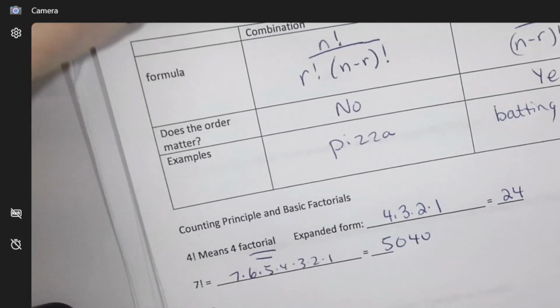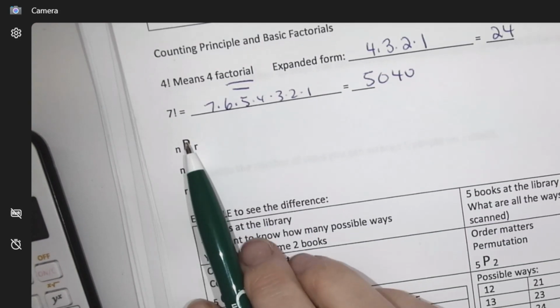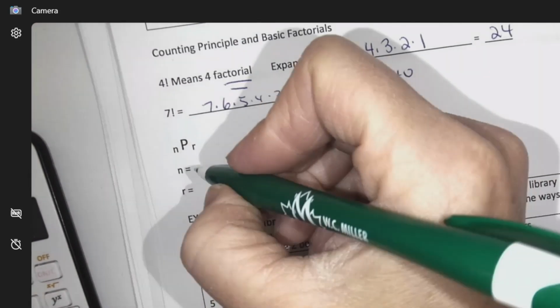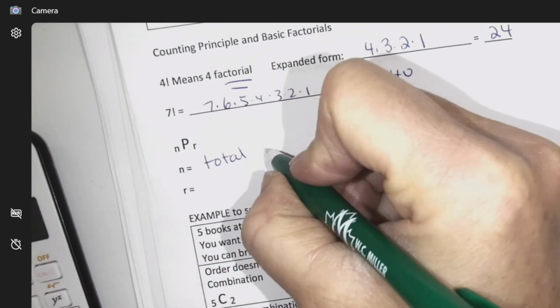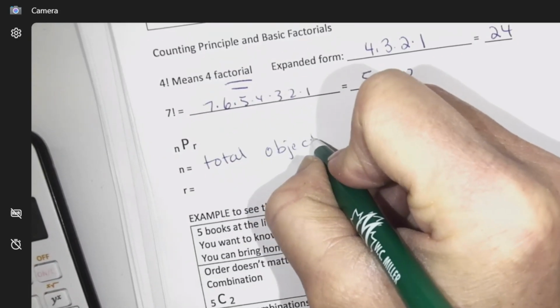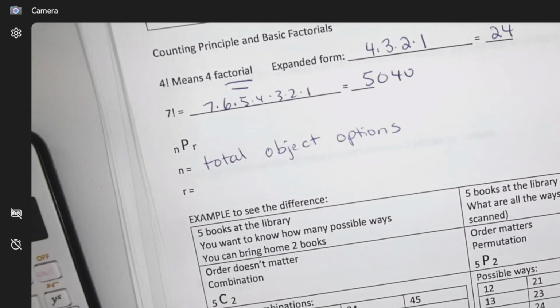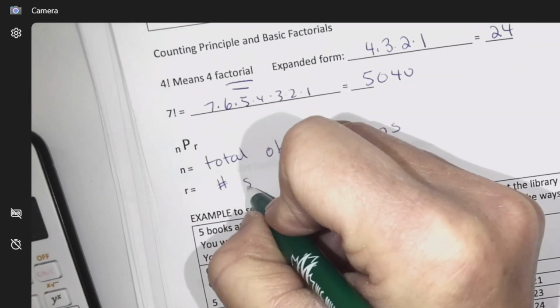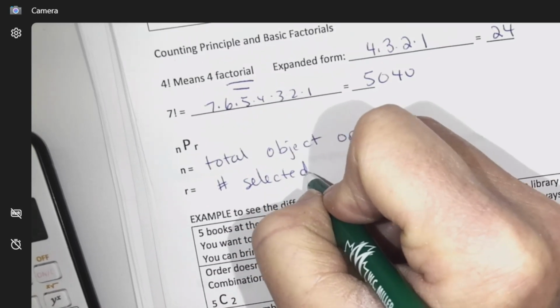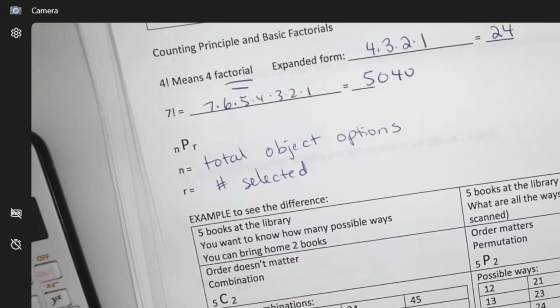Okay, so we're often going to see something like this, nPr. So n is the total object options, and then r is going to be the number selected.